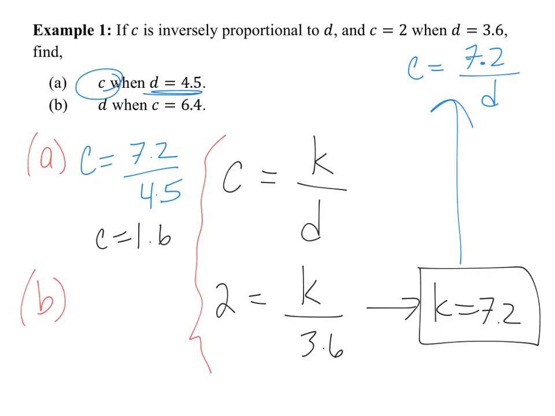For part B, it asks, determine the value of D when C is 6.4. Well, in this case, you could start with the generic function, or you could use that second way of writing it. Either way works. But if we're given C as 6.4, that would go in here. K is 7.2, and the unknown then would be D. To get D by itself, what should you do? Simple way to move things with three variables there.